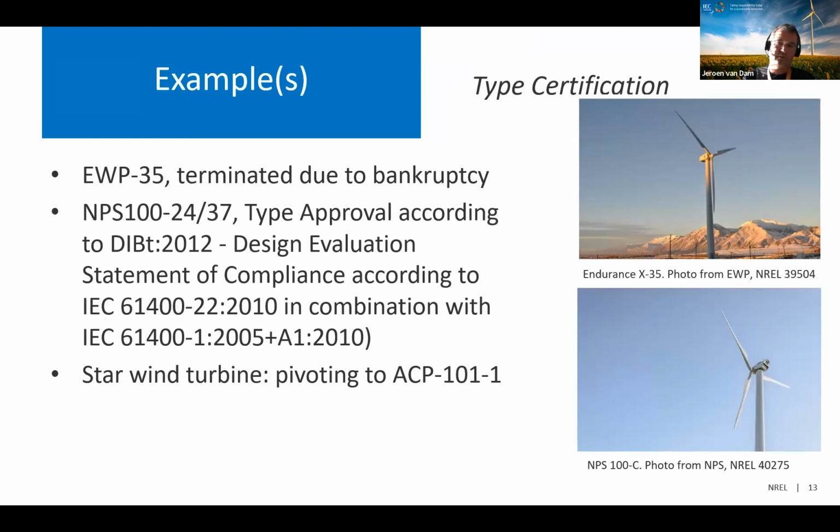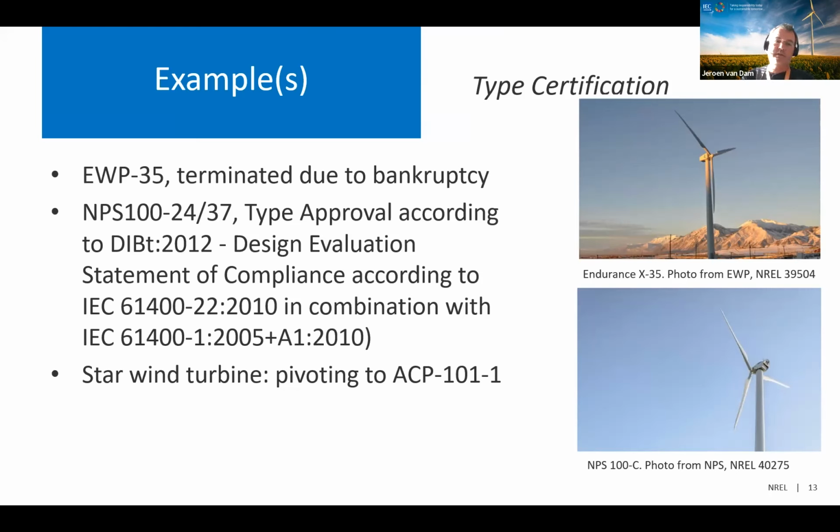We had the Endurance X35 in this, 225 kilowatts. That project was terminated due to bankruptcy. The Northwind 100, they went through a type approval for German approval. So the DIBT, I think, is the German building code. So they did that one, and they used -22, which used to describe everything that OD 501 currently describes. So -22 has since been withdrawn and it's been replaced by OD 501.